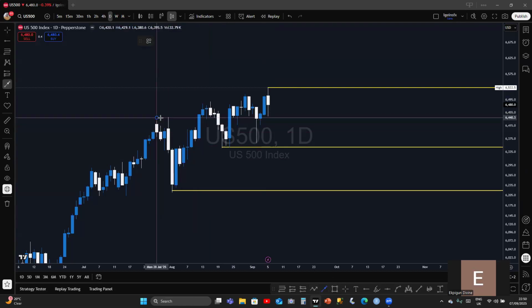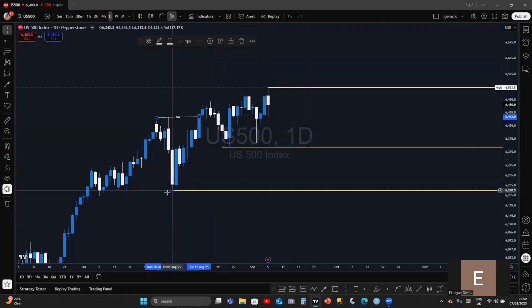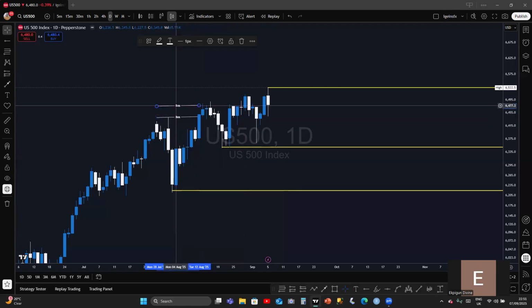We'll start from here. We put a break of structure, BOS. Why is it a break of structure? Because price created this high, it came back. This is a resistance. It pulled back to support and then it moved again, taking price higher than this previous high. Okay, so let's clone this one.